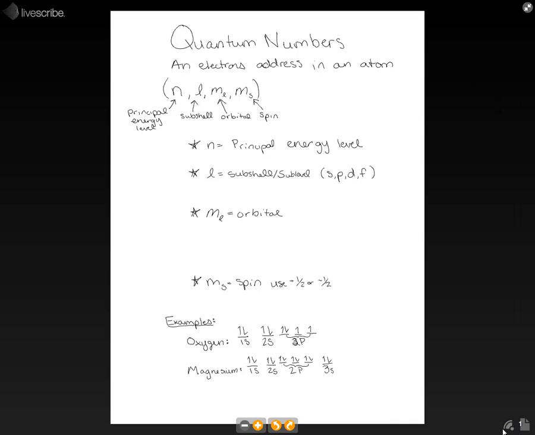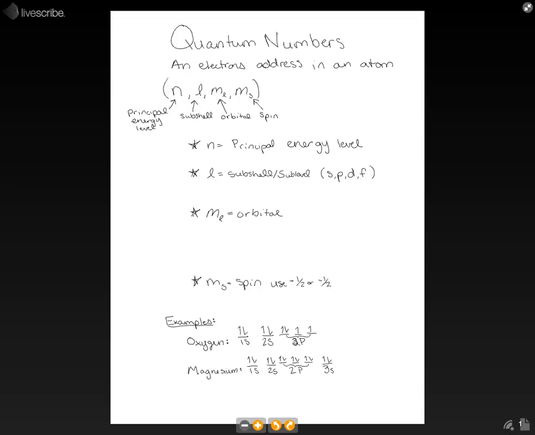Quantum numbers are very convenient when you're talking about electrons, and they essentially describe an electron's address in an atom. And they do this through 4 distinct numbers. The first number, which we call N, is our principal energy level. The second is our subshell, and that's given L as a name. The next is M sub L, which is our orbital, and M sub S tells us the spin. So let's go through those and talk about them a little bit more.